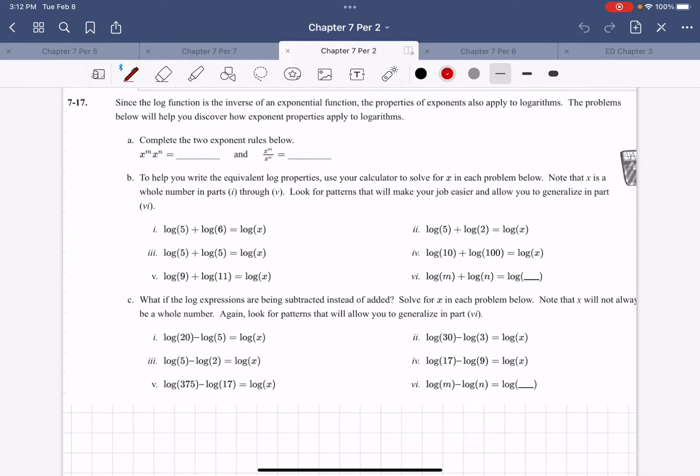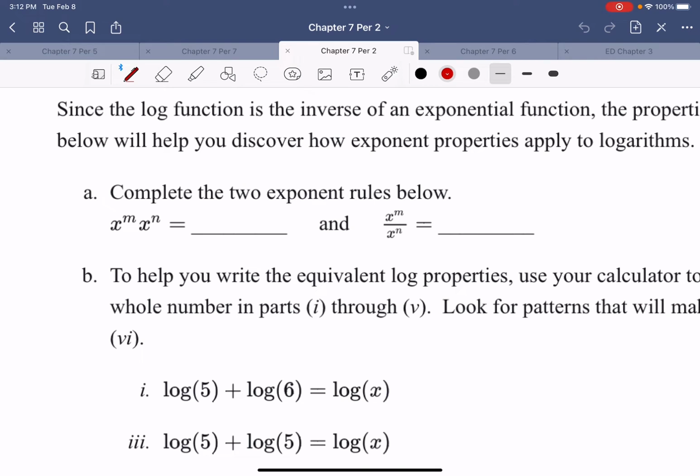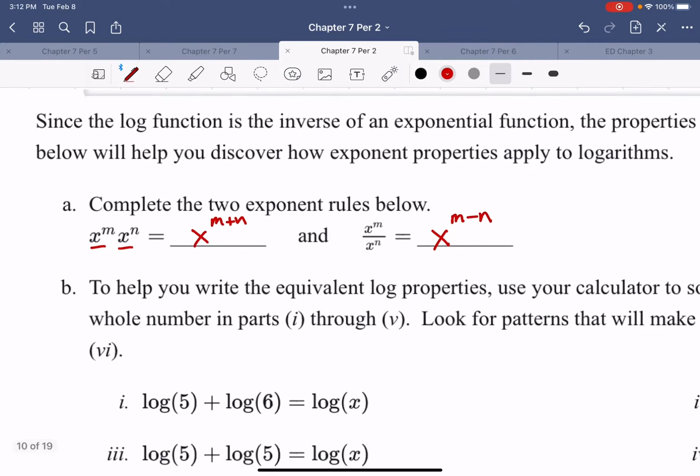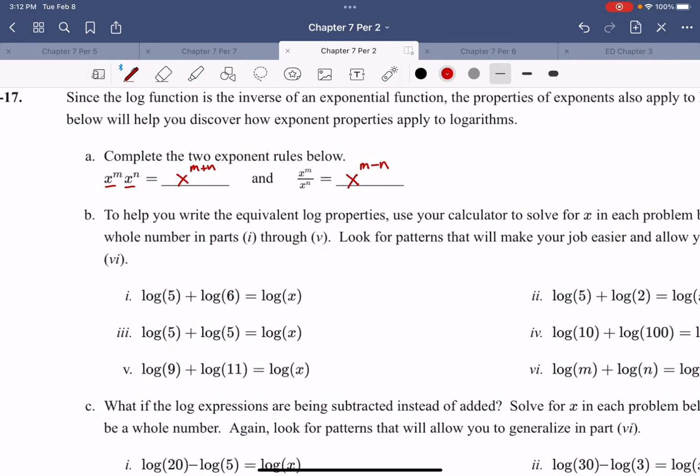Complete the 2 exponent rules below. So this is why we reviewed our exponent rules. So x to the m times x to the n. Remember, when the bases match, you add them together. And x to the m over x to the n, remember when the bases match and you're dividing, you subtract them. So obviously that's going to have something to do with this because the book wouldn't remind us of that if it didn't matter. And logarithms are inverses of exponents, so we're going to keep that in mind.